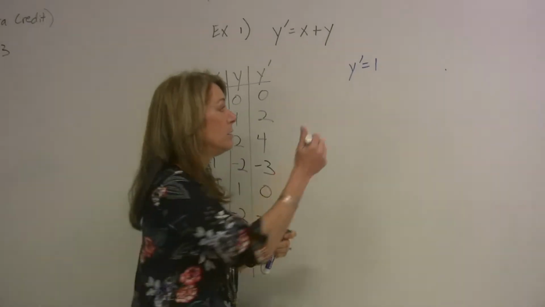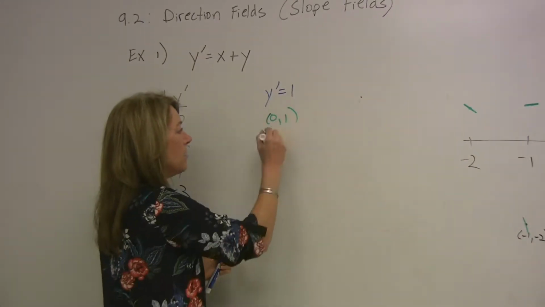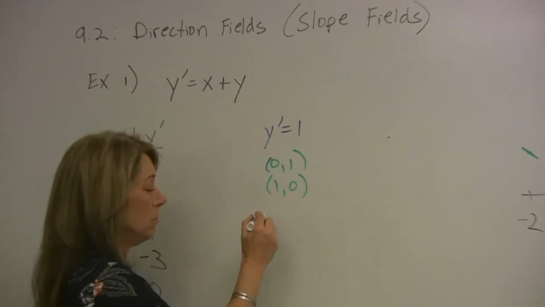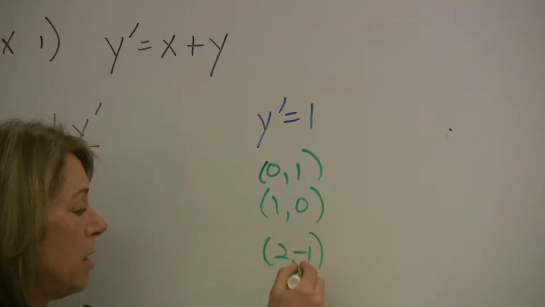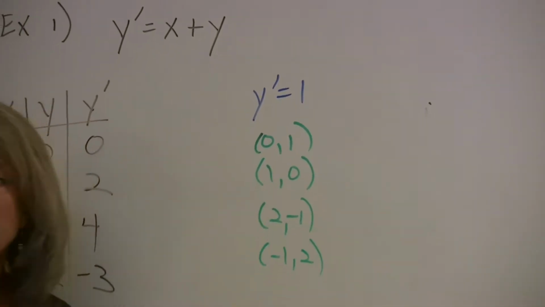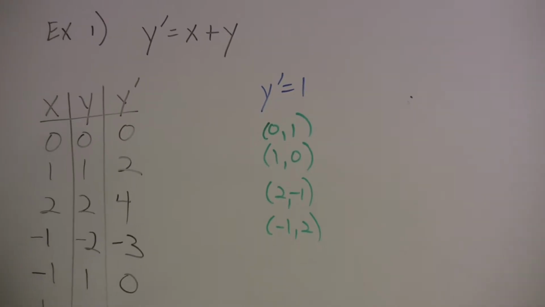0, 1. Oops, I've switched to green. That's okay. 1, 0. 2, -1. -1, 2. Okay, let's just stop there for now. There's some of them. Watch where they are on my graph.